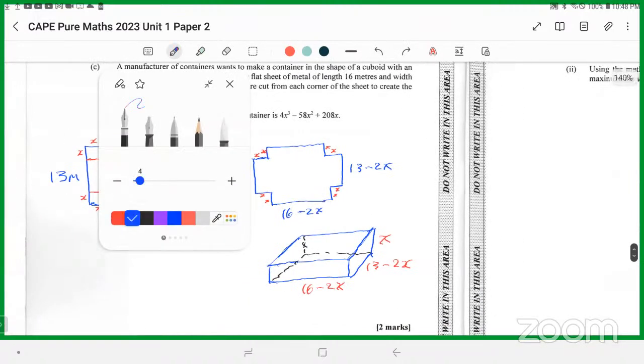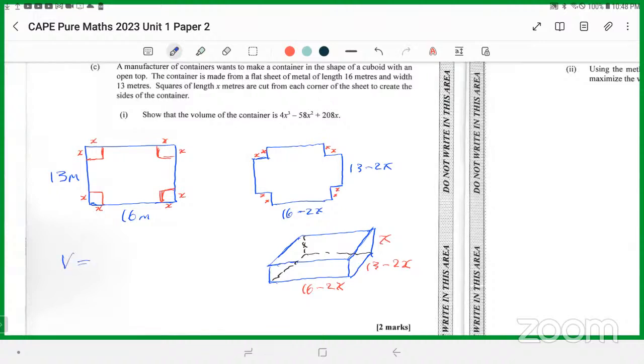So the volume becomes this x times this times this. And I'm sure when you expand this out, you're going to get this thing. All right, I'm sure. This is 13 minus 2x. Let's do it. So V equals x into... I'm going to expand this one first.